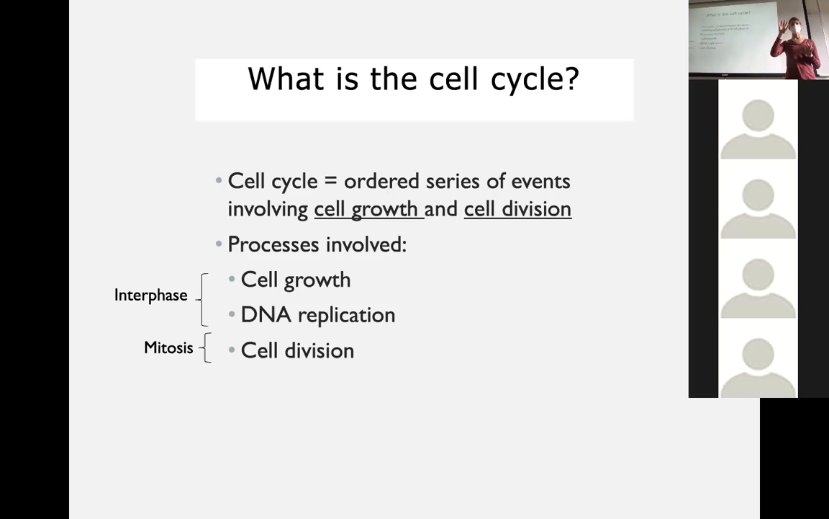So the two main phases or divisions of the cell cycle are interphase and mitosis. I'll talk about what happens in each of those. But in general, interphase involves cell growth and DNA replication, because if you're starting with one cell and you want two cells, each of those cells has to have DNA in it. So we have to replicate that DNA before it can split. And then mitosis is just the process of one cell dividing into two. So that's an outline of what we'll be talking about in this chapter.